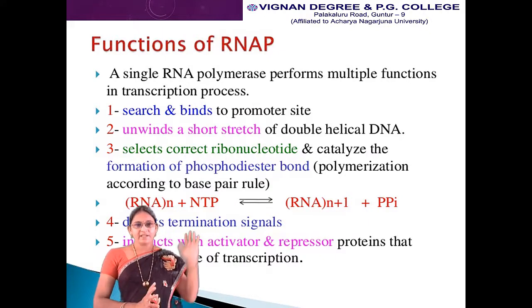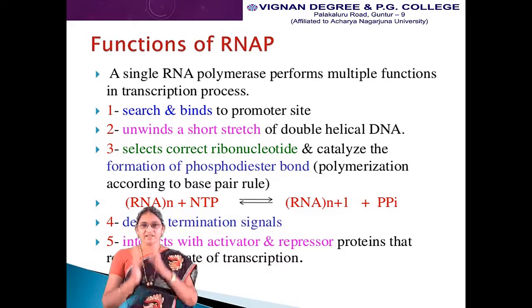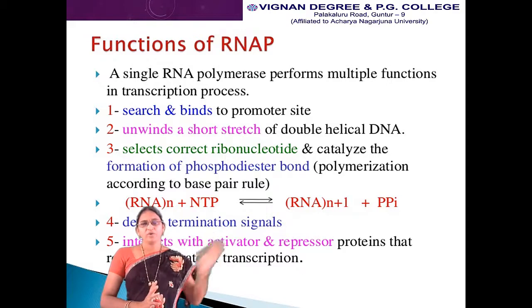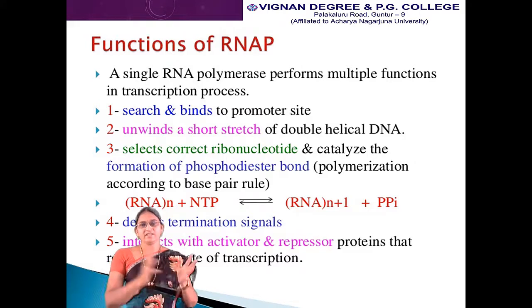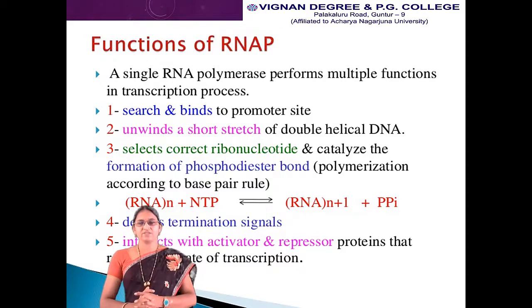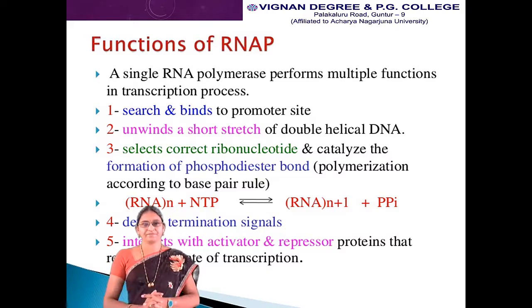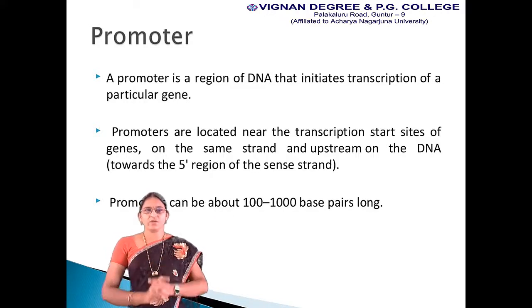Ribonucleic acid of N nucleotides polymerizes with the nucleotide triphosphates, removing pyrophosphate, and the phosphate is added to the ribonucleic acid, that is N plus 1 nucleotide. In this reaction, pyrophosphate is removed. The fourth one is it detects termination signals, and it interacts with activators and repressor proteins that regulate the rate of transcription.